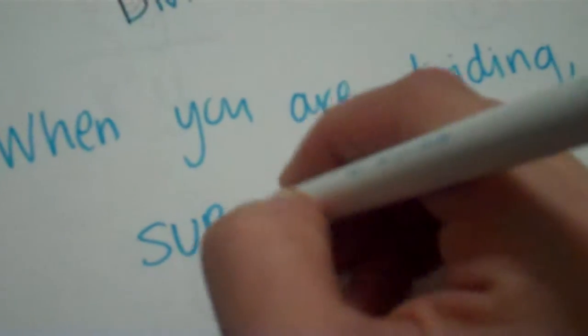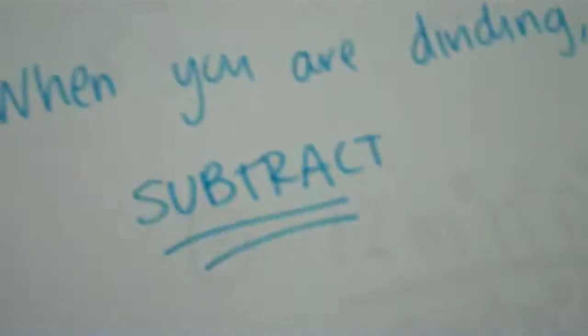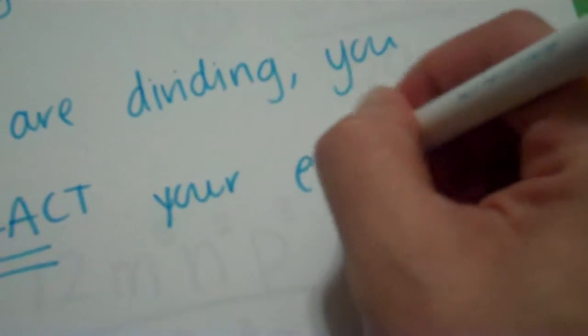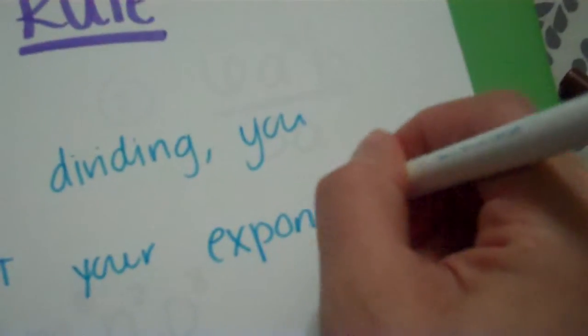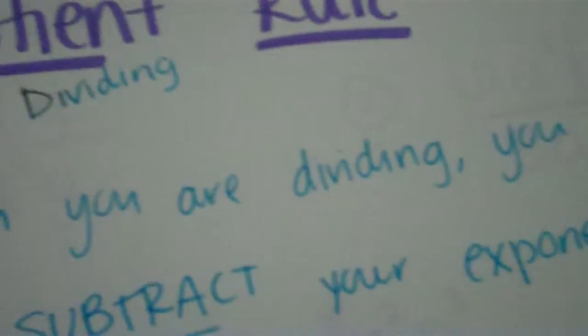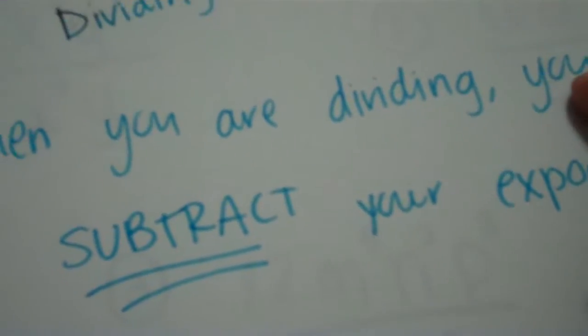you subtract your exponents. Okay, so when you're multiplying, you add them. When you're dividing, you subtract the exponents. Okay, and I'll show you how to do that in a second.